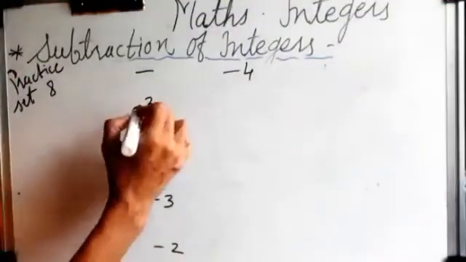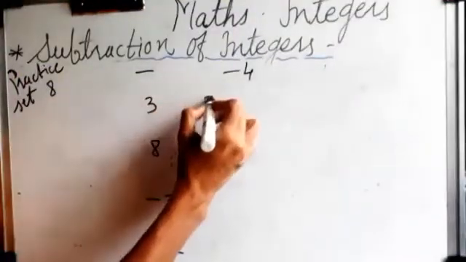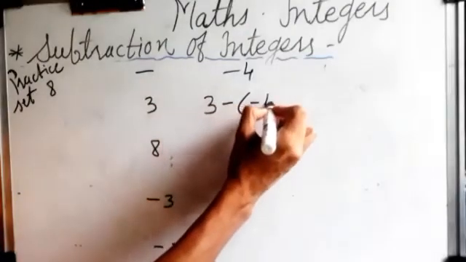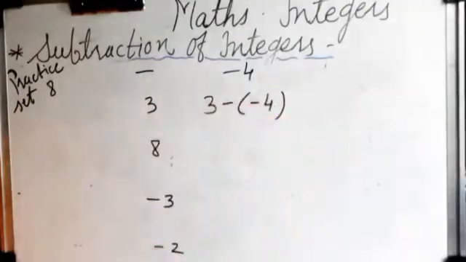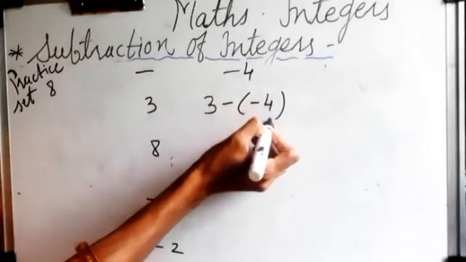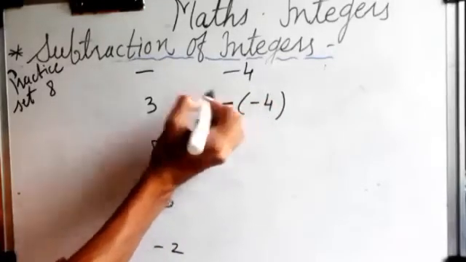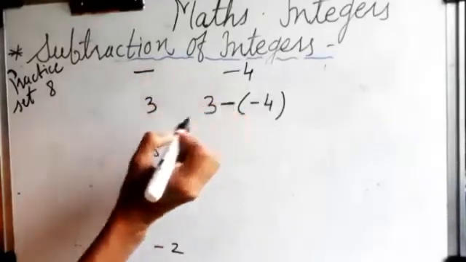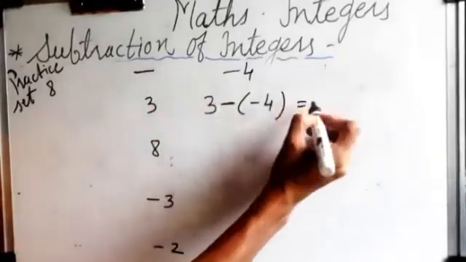So see here, for minus 4, next column is minus 4. Again, now 3 minus 4. Now every time you have to write this minus 4 in bracket, because this sign is for 4 minus, this for 4, and this is for subtraction. Okay. Now what is the next step?